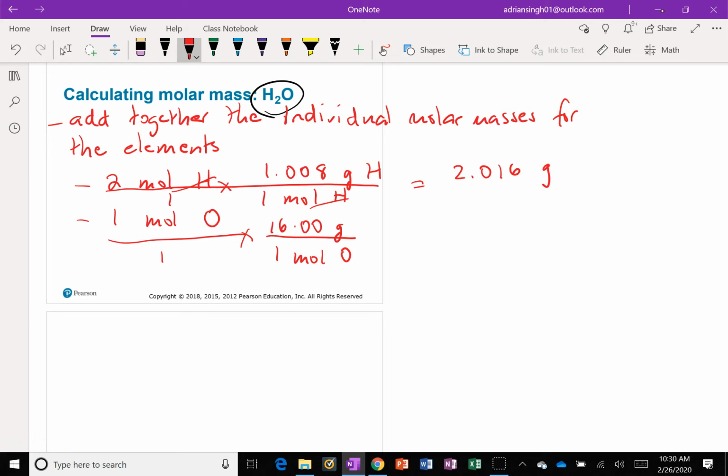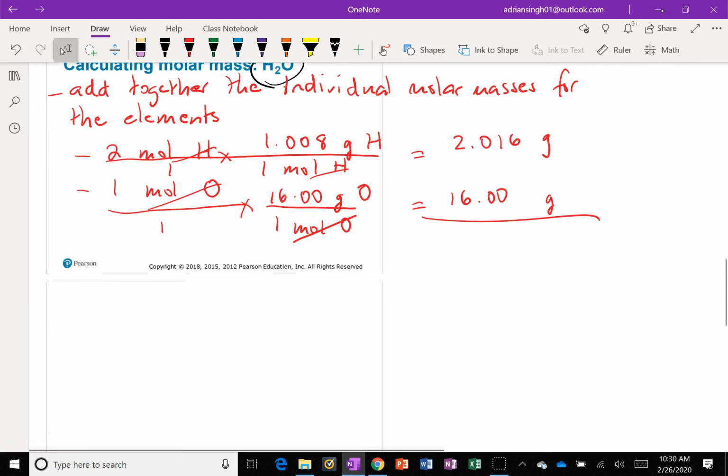16.00 grams, right? So keep track of your units. Your moles go away, and we get 16.00 grams. And we just simply add them together. Right? So you sum the individual molar masses for the elements to get the total molar mass of that compound. So that gives 18.02, if we use our sig fig rules, grams.